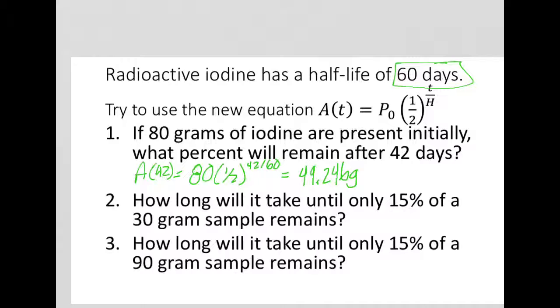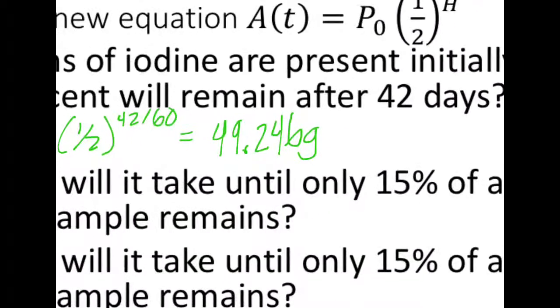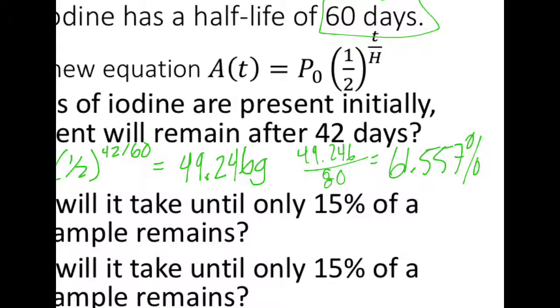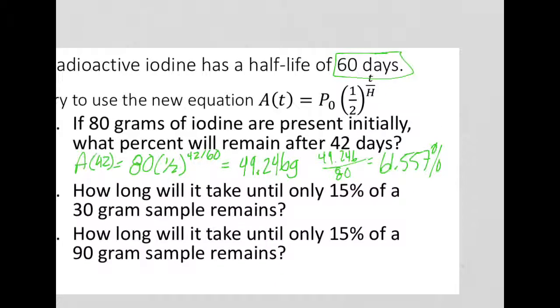So we need to take this answer and divide it by the starting quantity, which was 80. So we take 49.246 and divide it by 80 to get our percent. And we get 61.557%. But think about a better way to do this problem.